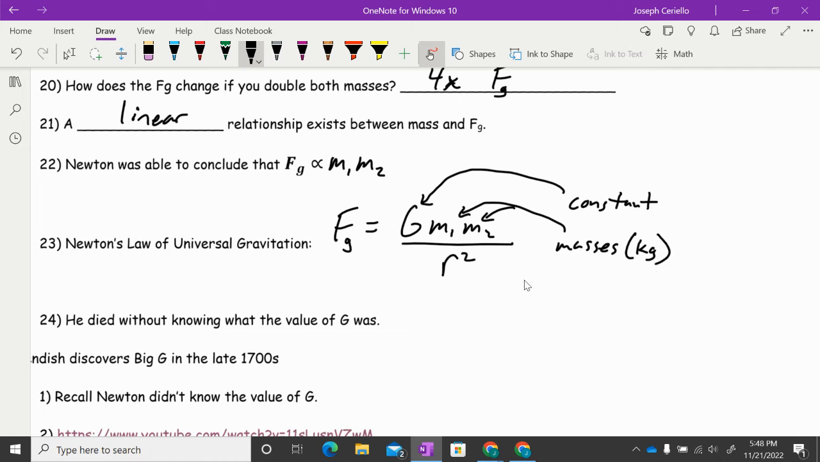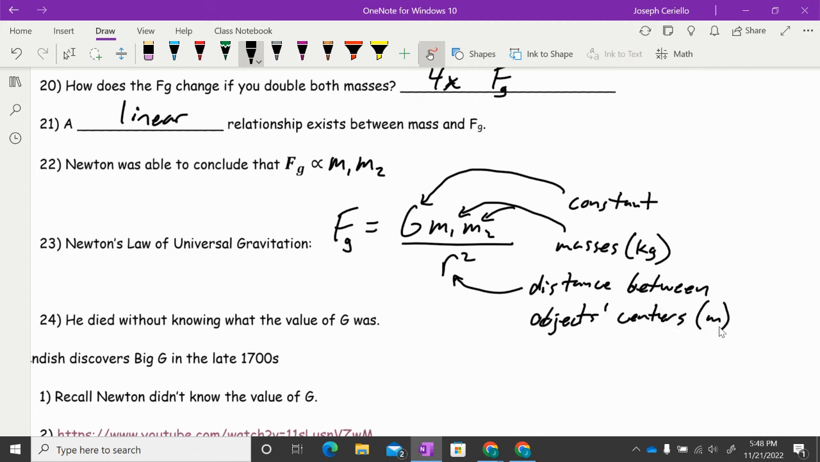Those masses are in kilograms. And r is the distance between the objects' centers. That part's really important. For example, if you were doing this equation for the force of gravity between you and the Earth, r is not the distance from you to the ground. r is the distance from your center of mass, about your belly button, all the way to the center of the Earth.